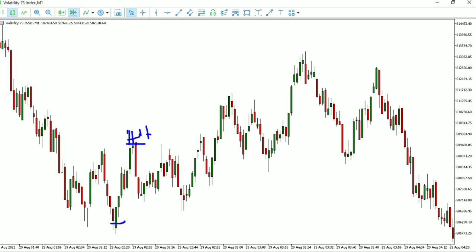And we have a pullback, right? Now I want you to pay attention. Now we have a pullback, so you might think that this pullback is coming here, right? But this pullback is not coming here. This pullback is coming to this point.